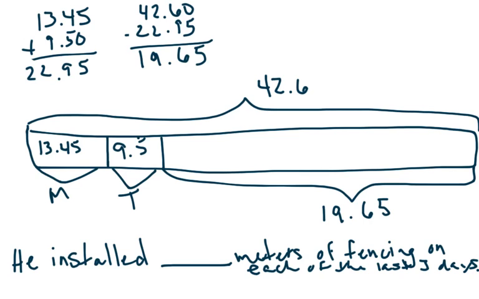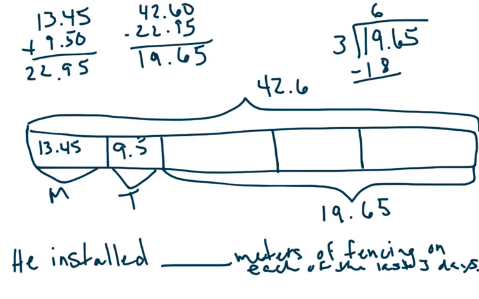I didn't know what that was before. And I need to take that value, and that is the value for the 3 days, but they want to know for just each of the days. So I have to take 19.65 and divide it by 3. So I have 19.65 divided by 3. I'm going to just do the long division. You can use the place value chart again on this one, but I'm going to just use the standard algorithm. So in each of the days, on Wednesday, Thursday, and Friday, he installed 6.55 meters of fencing.